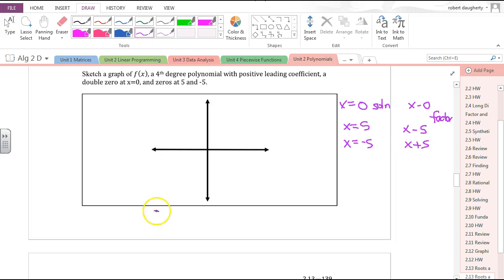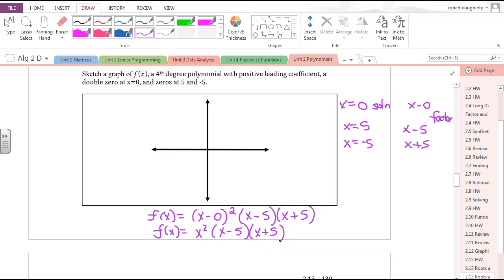So this polynomial is f of x equal x minus 0. They said that was a double root. That means it occurs 2 times. Okay? Then I have x minus 5, x plus 5. So this is simply f of x equal x squared, x minus 5, x plus 5. That is fourth degree, which is what I wanted. It has a positive leading coefficient. If the zeros are at x equals 0, that's a double root. I will not cross the axis. And the others are at 5 and negative 5.